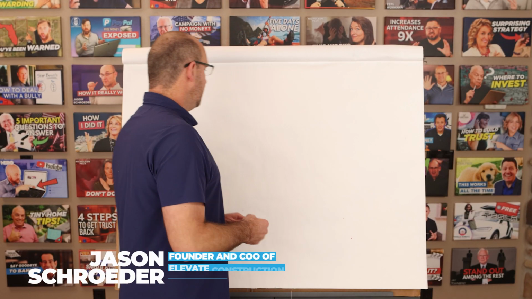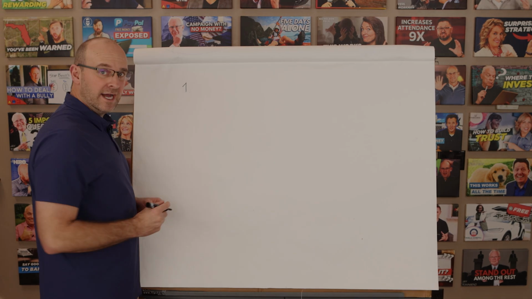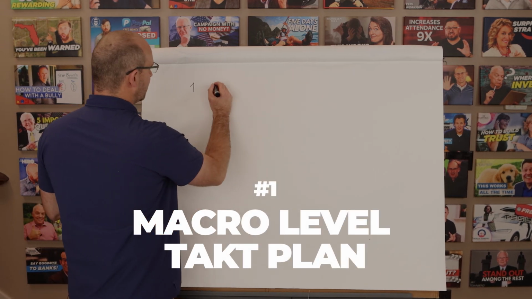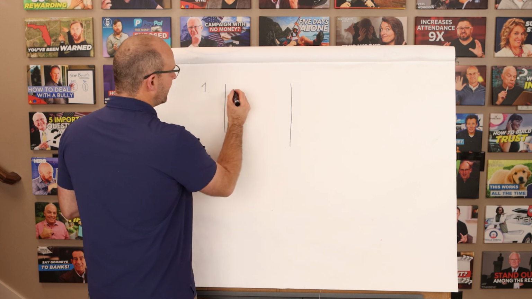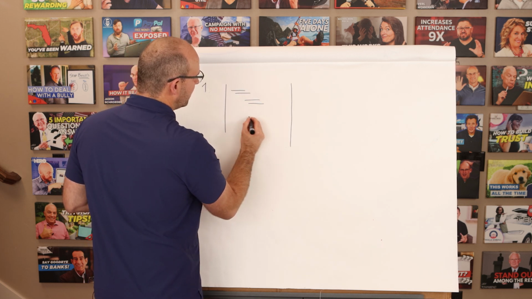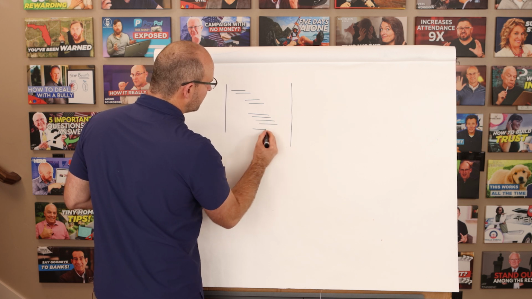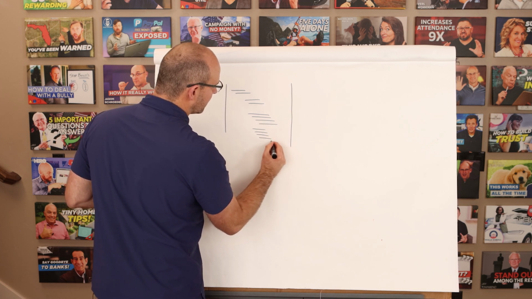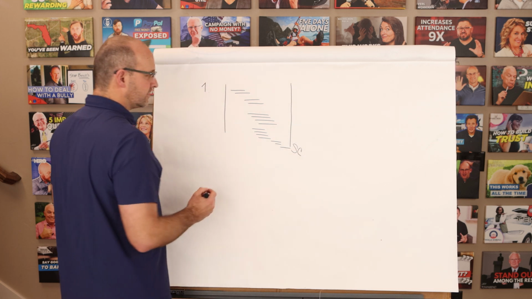So let's start out. When you're planning your project, number one, you will want to have a macro level takt plan. That means you have your start date, that means you have your end date, and that means each of the phases are listed out in a rhythm according to phase, and all of the phases are tied together so that you can hit your end date, which is going to be your substantial completion.